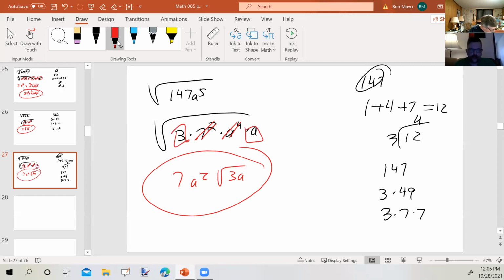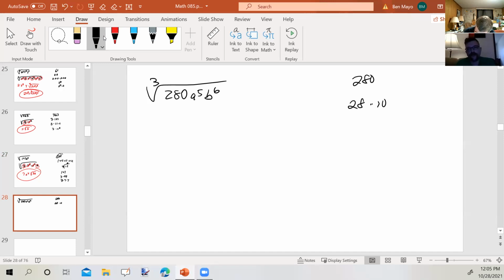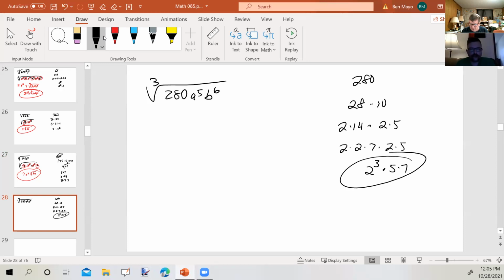Okay, let's see. One more of these, and then we're going to look at a second rule. The cube root of 280, a to the 5th, b to the 6th. 280 is 28 times 10, is 2 times 14 times 2 times 5, is 2 times 2 times 7 times 2 times 5, is 2 cubed times 5 times 7. So there's the prime factorization of 280. Oh, I've got a cube and leftovers.